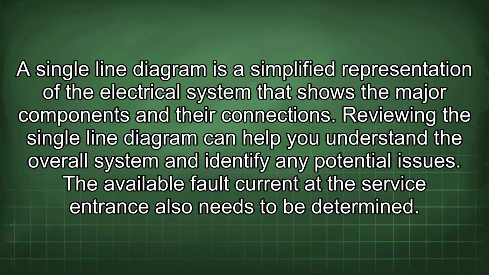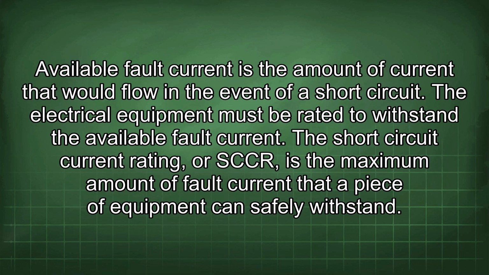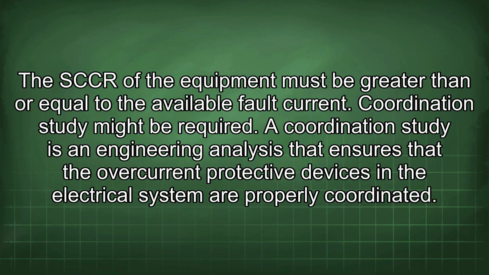The available fault current at the service entrance also needs to be determined. Available fault current is the amount of current that would flow in the event of a short circuit. The electrical equipment must be rated to withstand the available fault current. The short circuit current rating, or SCCR, is the maximum amount of fault current that a piece of equipment can safely withstand. The SCCR of the equipment must be greater than or equal to the available fault current.